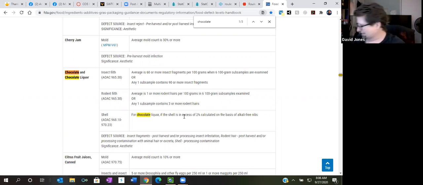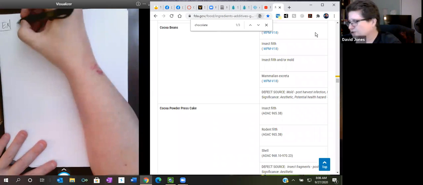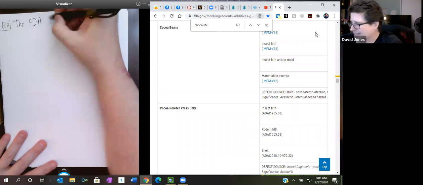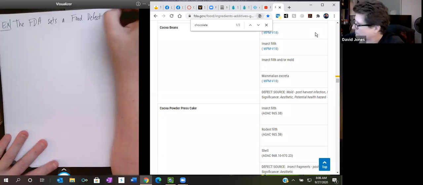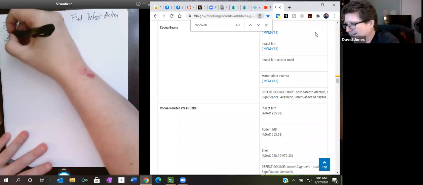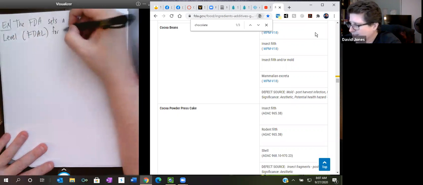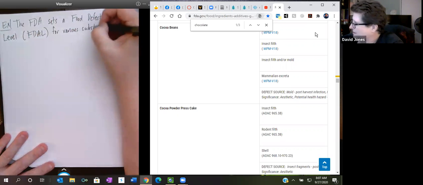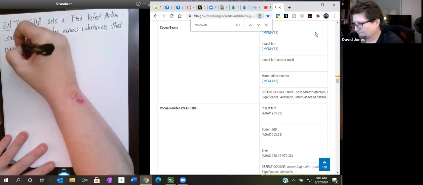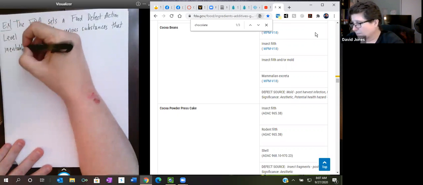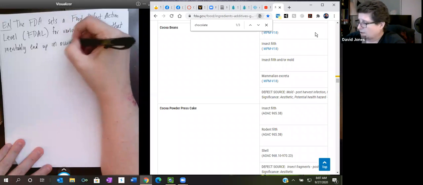So our example that we're going to look at, the FDA, Food and Drug Administration, sets a food defect action level, and they call it an FDAL, for various substances that inevitably end up in our food and drinks.